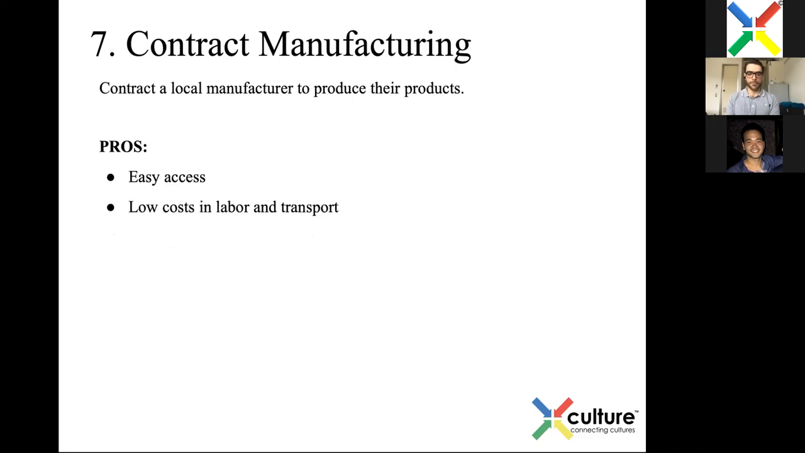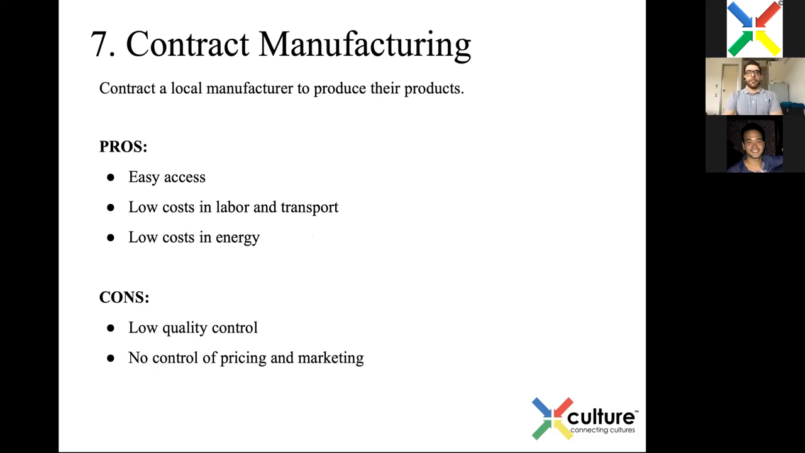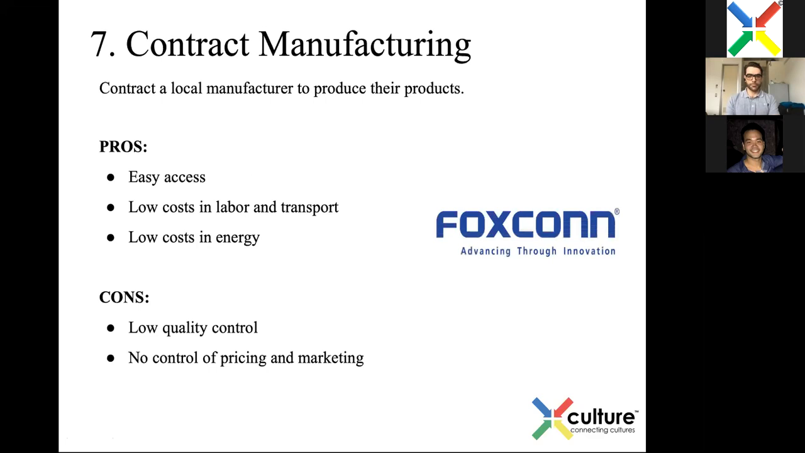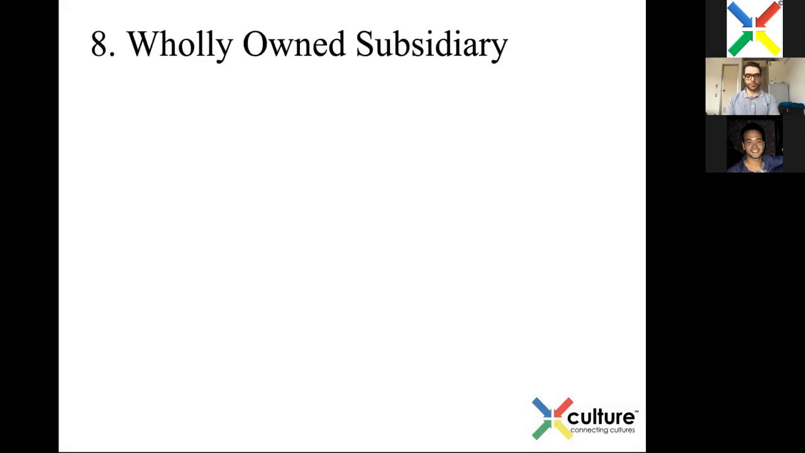The seventh entry mode type is contract manufacturing. The export company contracts a local manufacturer to produce their products. The pros are it is an easy entry and access. It will have a low cost in labor and transport, and low cost in energy. The cons are again low quality control and no control of price and marketing. An example of contract manufacturing is Foxconn.